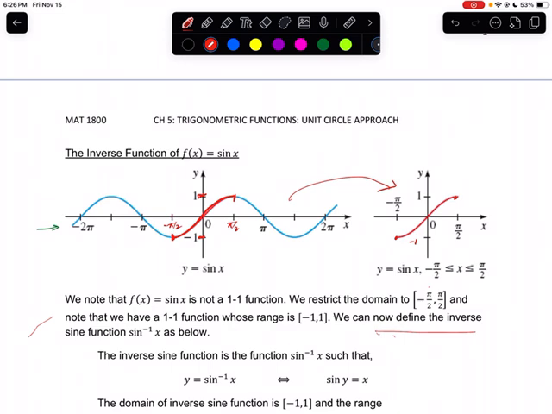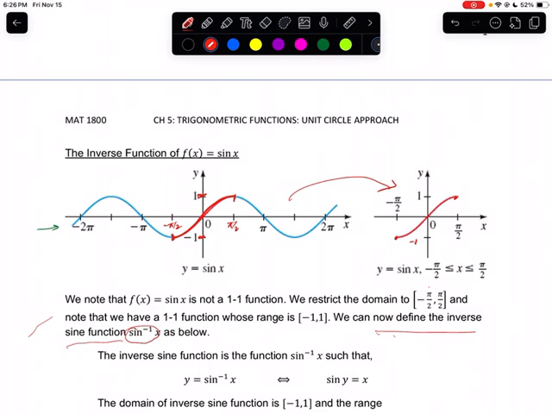so we can now define the inverse function, and we denote the inverse function like this. Sine, and we read it as sine inverse x. Okay, we don't read it as sine raised to the power of negative 1 of x. We read it as sine inverse x, or inverse sine x.